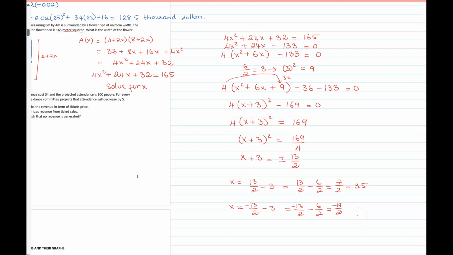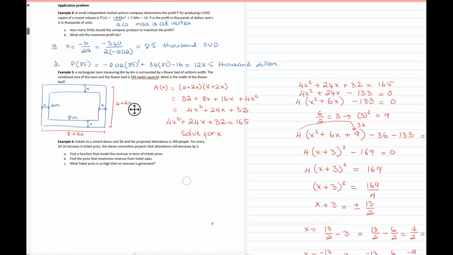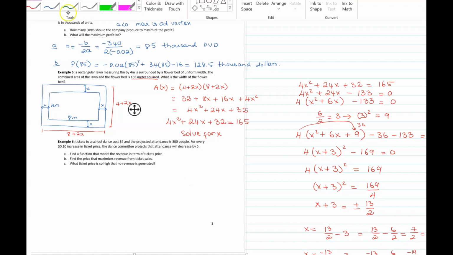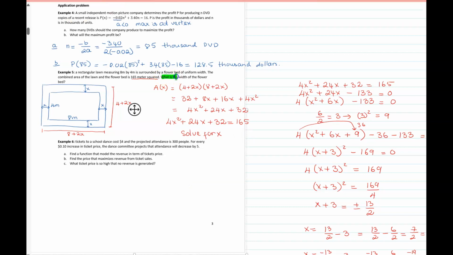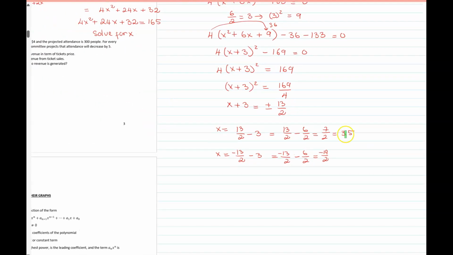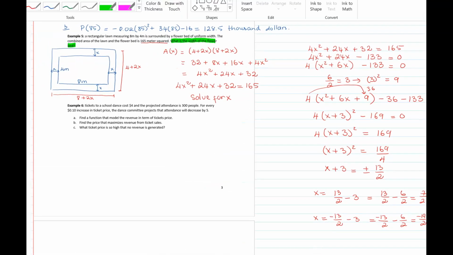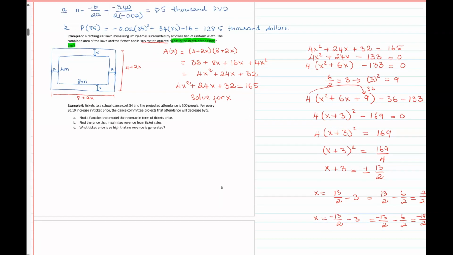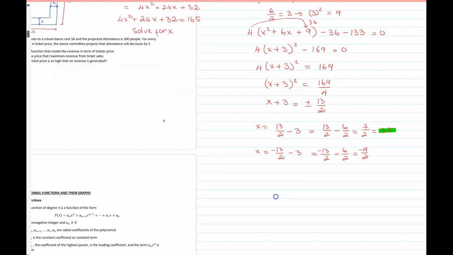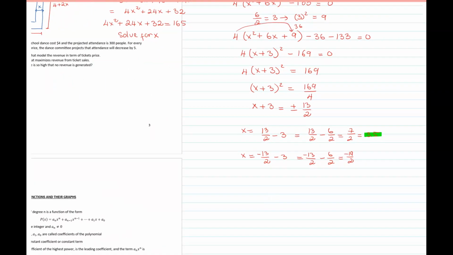Because we're talking about the width of a flower bed, it cannot be negative. So then the uniform width of the flower bed is 3.5. Now, the question asks what is the width of the flower bed, and we just found it. So to answer this in a complete sentence, the width of the flower bed is 3.5 meters.